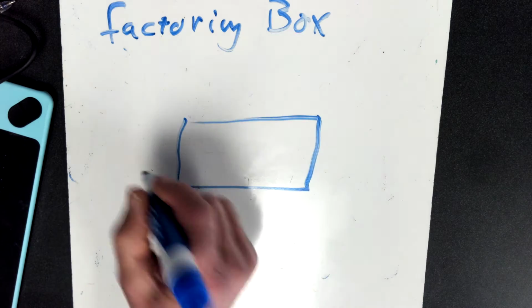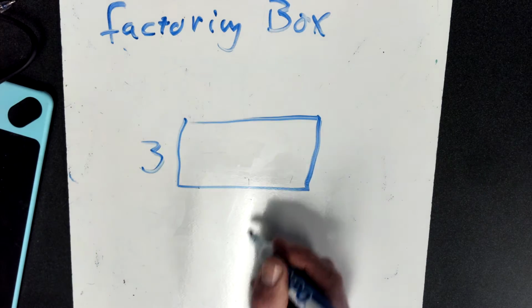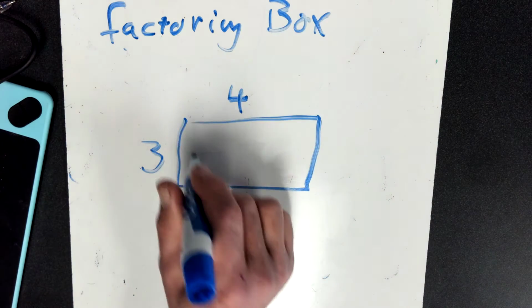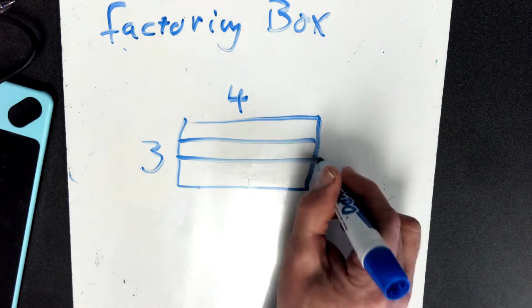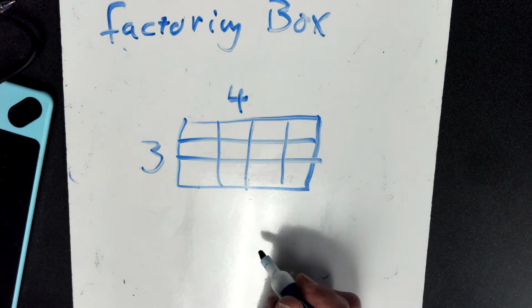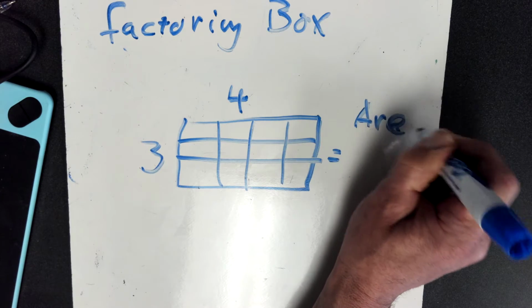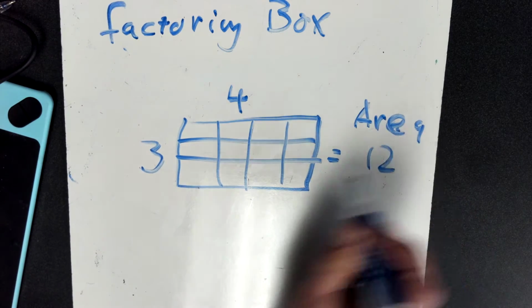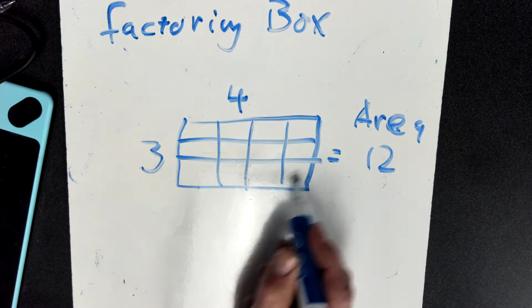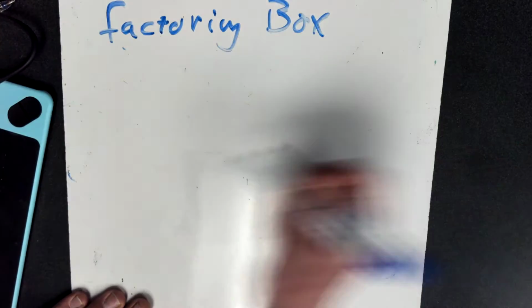So let's say that we had a rectangle where one dimension was 3 and one dimension was 4, right? 1, 2, 3, 1, 2, 3, 4. Then we know that the area is equal to 12. In other words, 3 times 4 is going to give us this area. Well, the box works the same way.